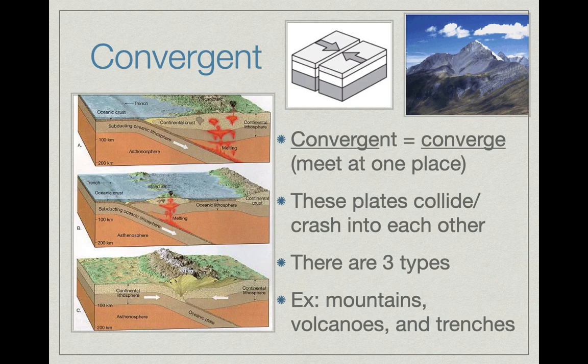So convergent boundaries, so go get your little cards out. Go get the page that has the 4 squares on it. So convergent boundary, on the back of the one that says types of convergent boundaries, that's where you're going to write the stuff that's right here. So convergent boundaries, to converge, they meet in one place. They collide or crash into each other. And there's 3 types. That's what you're going to write on the back of the square that says types of convergent boundaries.